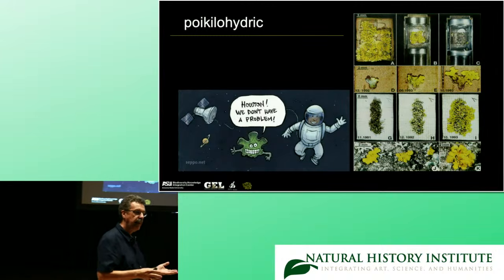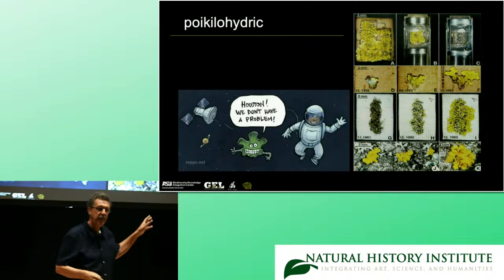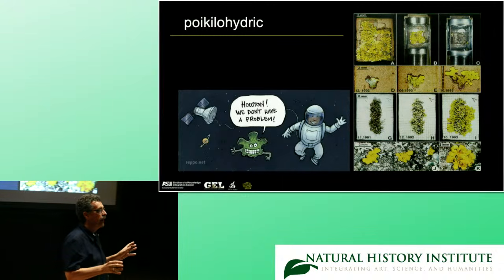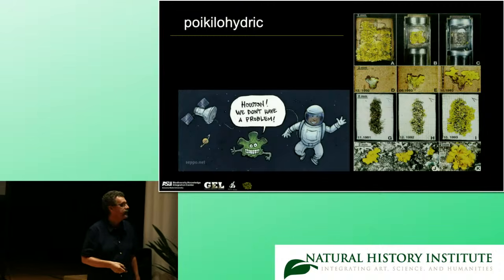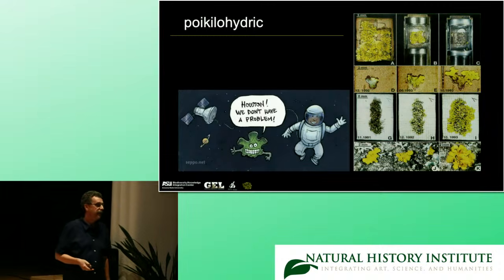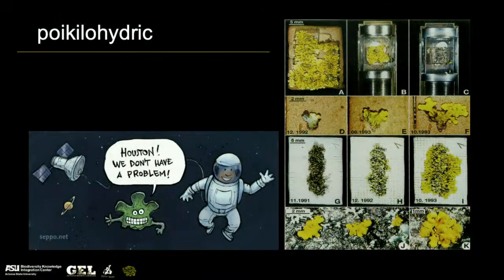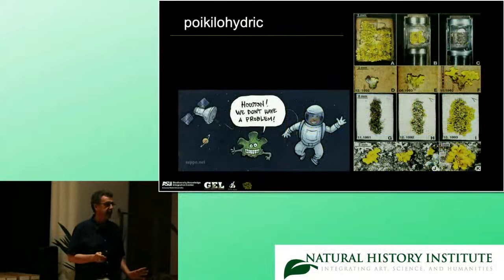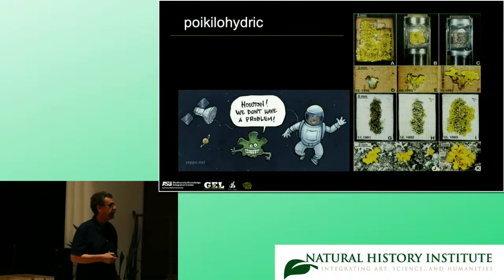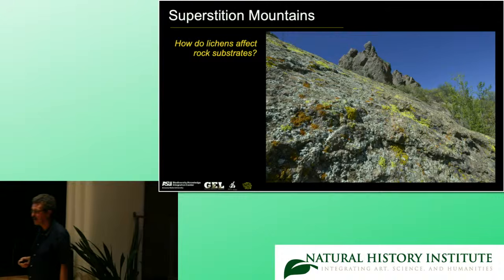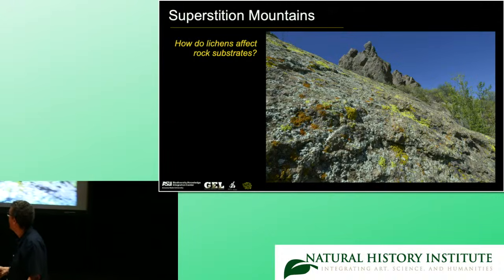Because when the lichen is dry, you can put it in an absolute vacuum, you can put it in nitrogen, you can shoot it out to outer space, and the lichen says, Houston, we don't have a problem. So these guys are pretty hardy when they're dried. When they're wet, that's another thing. You can instantly kill it by throwing it in a vacuum or in liquid nitrogen when the lichen is fully hydrated.